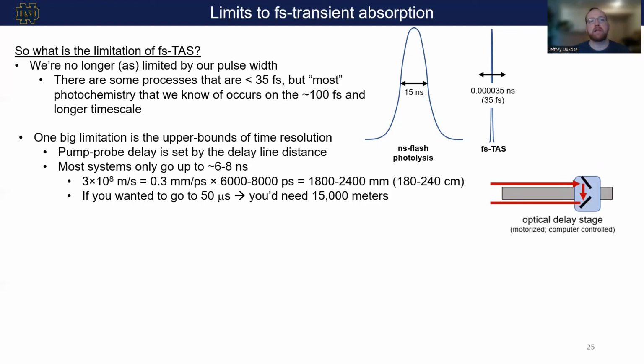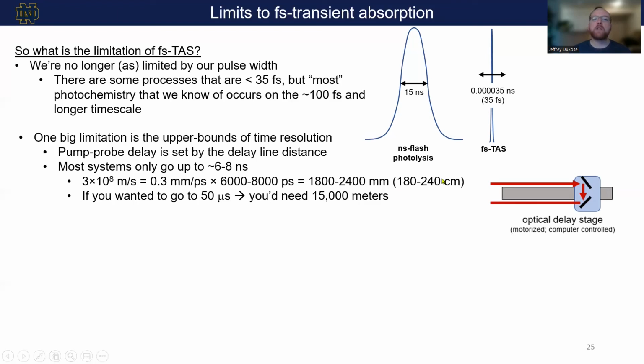And the reason for that is the pump probe delay is set by this actual physical delay distance, right? Most systems that you buy commercially may only go up to about 6 to 8 nanoseconds worth of actual pump probe delay, right? If we think about that, that's 0.3 millimeters per picosecond times 6 to 8,000 picoseconds, that gives you about 180 to 240 extra centimeters of distance that you have to build into your optical delay line.